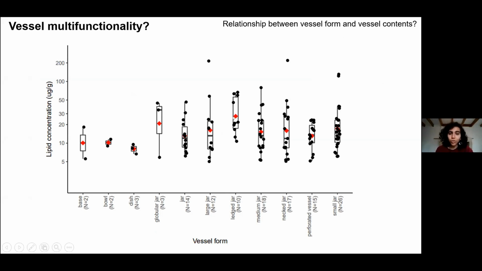Some vessels showed relatively higher lipid concentrations, like ledge jars, as I mentioned earlier. But I analyzed very few bowls, for example. I focused on more jars that were used for cooking. So I would have to analyze probably a lot more vessels to really arrive at any solid conclusions about this. But there's slight indications of ledge jars being used, perhaps for cooking fatty products.